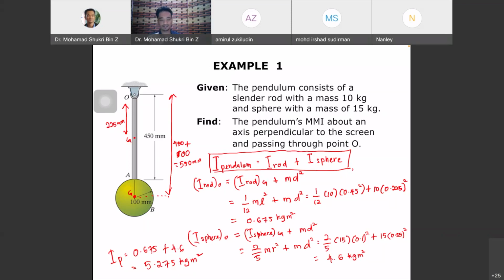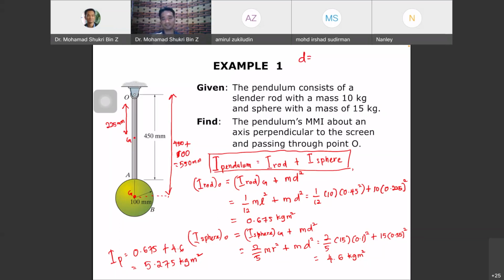Tak payah tu. Tak boleh sebab D itu adalah distance daripada gravity sampai O. So gravity of sphere kat mana? Okey, maksudnya kita ambil gravity dekat sphere lah. Betul. Pening sikit.